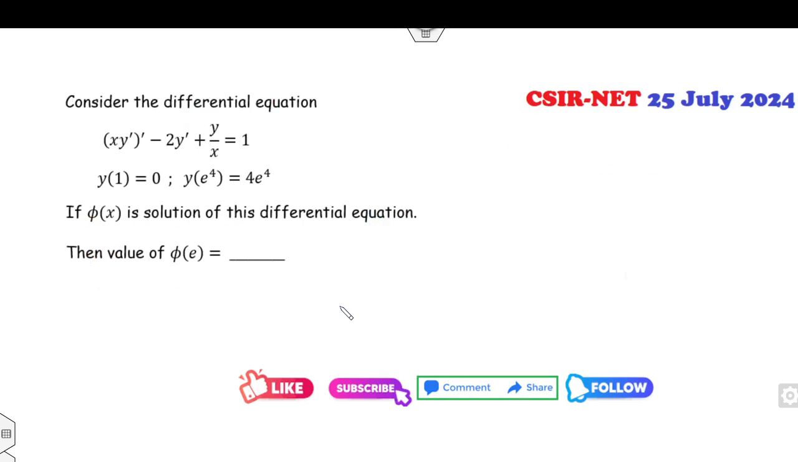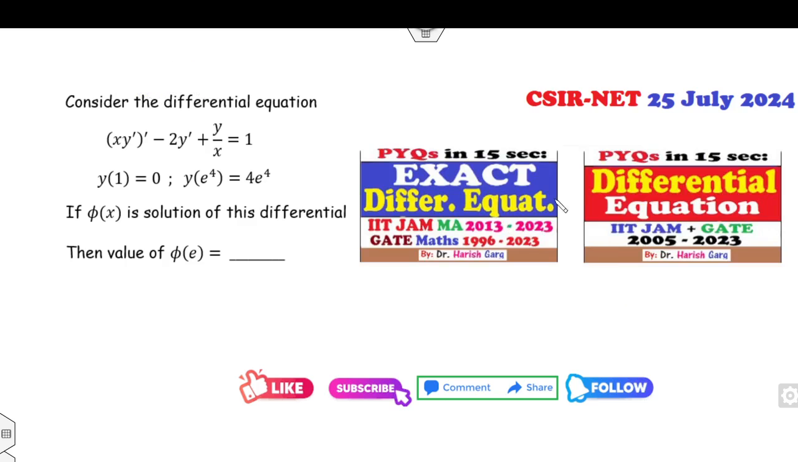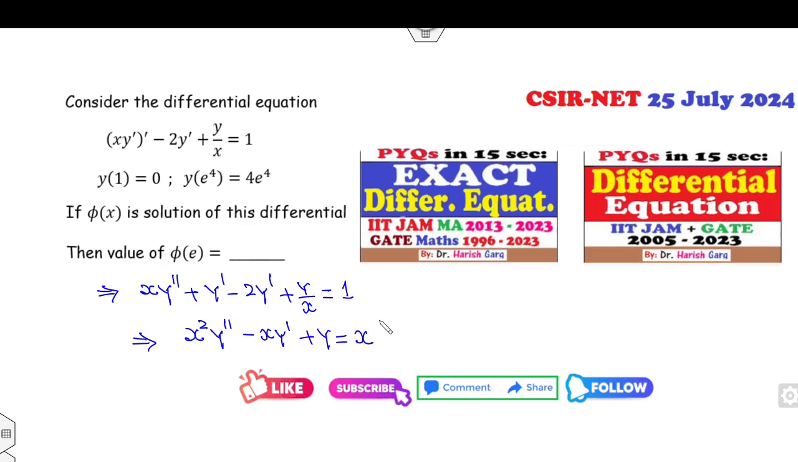Okay, look at this another one. This is the differential equation. Okay, it's a second order differential equation. Again, a very simple approach. If you already watched this lecture of the differential equation, then you can easily solve that. How? You can see, firstly, I can open this bracket. So x square y double dash plus x y dash minus 2x y dash plus y is equal to x. So that will be x square y double dash minus x y dash plus y is equal to x.